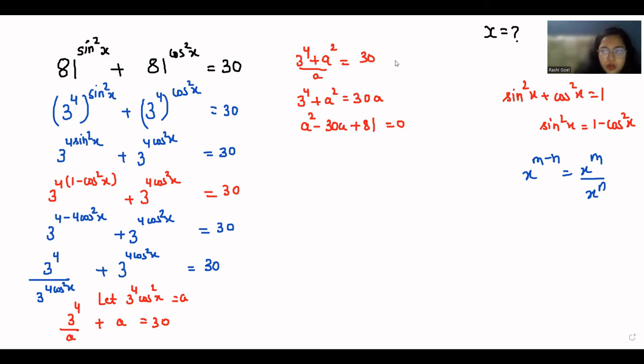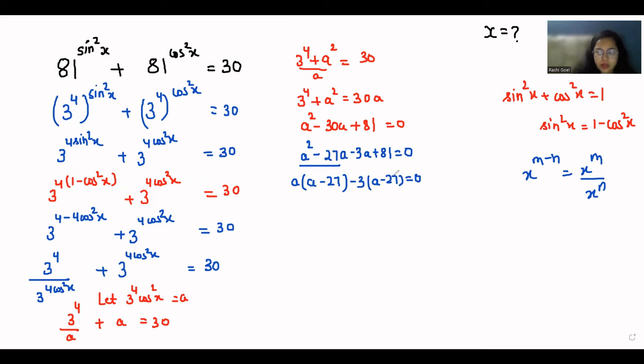Now it becomes a quadratic equation, so we can do the middle term split here. So a square minus 27a minus 3a plus 81 is equal to 0. If I take a common from the first two terms, so a minus 27, and negative 3 common, so a minus 27 is equal to 0. So a minus 3 and a minus 27 is equal to 0. So there are two values: a is equal to 3 and a is equal to 27. So we'll check.